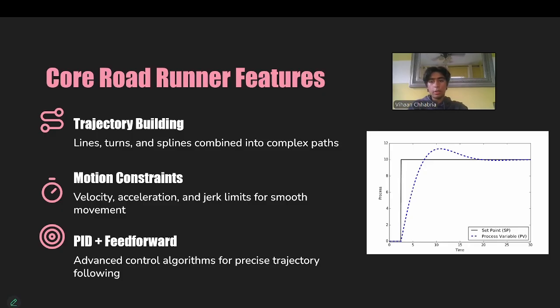It has trajectory building using splines and turns, and then we can add on to it again and again to make a more complex autonomous and do more features. It has motion constraints, and it also uses PID and feedforward, which we'll be going over in this section because it's really important to understand the math behind it.